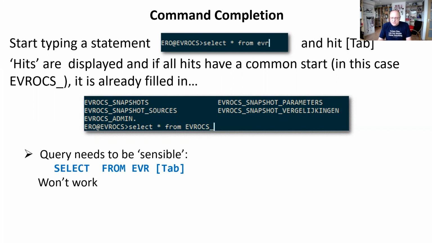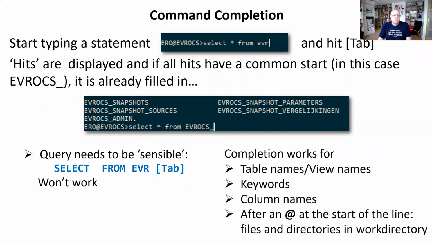The query needs to be sensible. If you have errors in your queries, stupid things like select nothing from EVR, and you hit tab, then nothing will happen. It won't work. It works for a lot of things: tables, views, keywords, column names. But even if you type an at sign and you hit tab, then you get a list of all the files and directories in your current working directory, which is pretty awesome, I think.